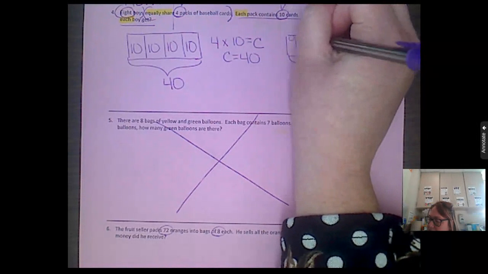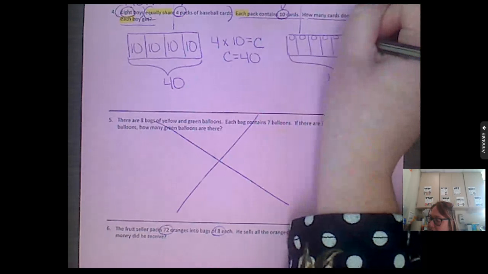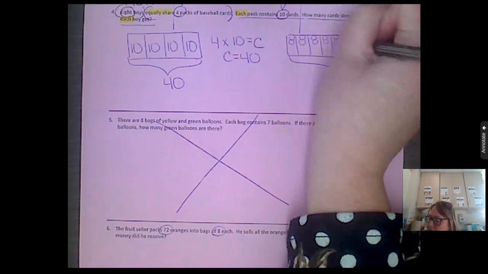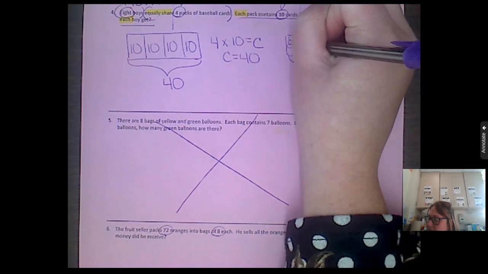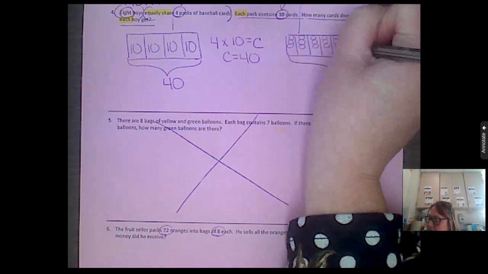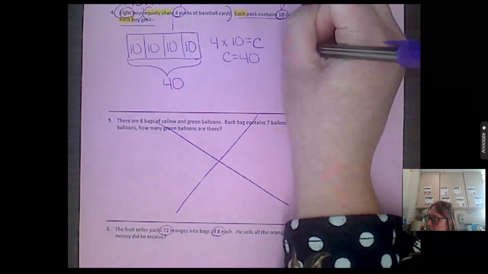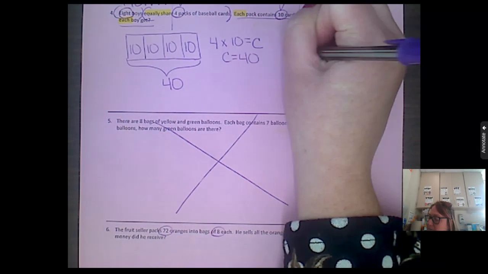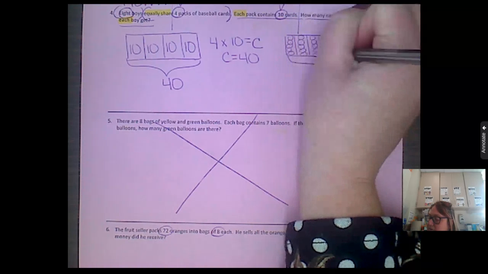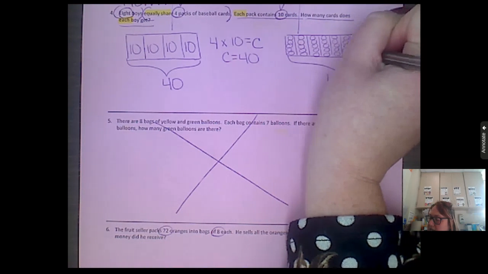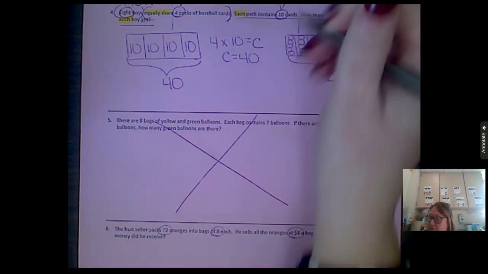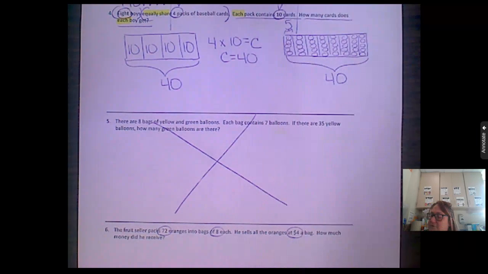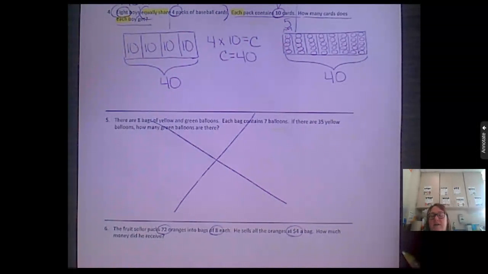Okay, so 1, 2, 3, 4, 5, 6, 7, 8, 9, 10, 11, 12, 13, 14, 15, 16, 17, 18, 19, 20, 21, 22, 23, 24, 25, 26, 27, 28, 29, 30, 31, 32, 33, 34, 35, 36, 37, 38, 39, 40. How many do I have in each group? 1, 2, 3, 4, 5. 5 in each group. Did we multiply or divide there?